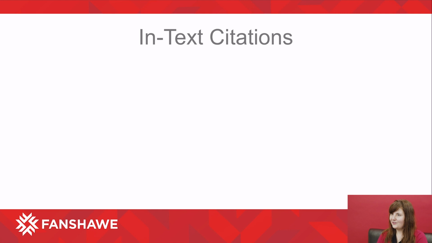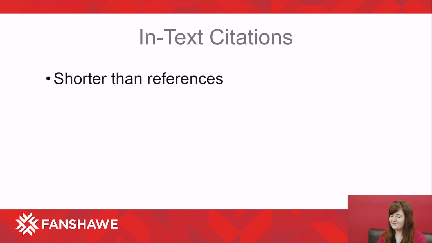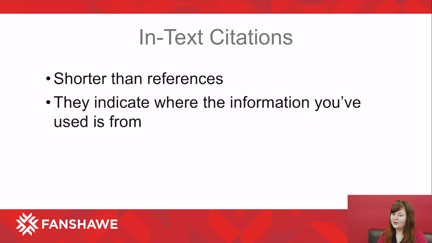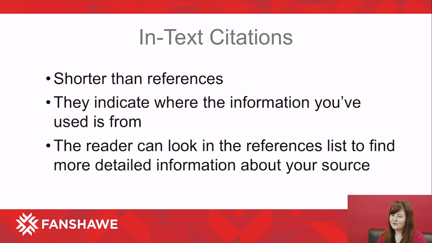On the other hand, in-text citations are shorter than references. They indicate where you've used the information in your work, and they match the references that you have in your reference list, so there should be a corresponding reference list entry for your in-text citations. The reader can then use that short information to match it with a reference entry at the end to find more information if they'd like to.